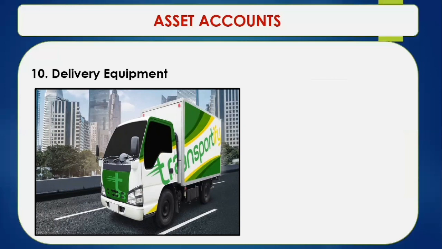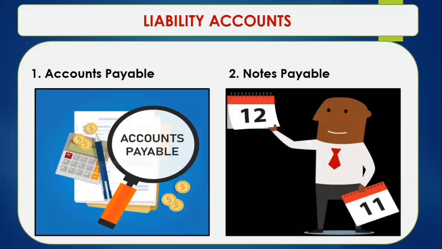And next type of chart of account would be liability account. Under liability account, we have accounts payable and notes payable. When we see accounts payable, it represents the liability account of the company arising from purchase of merchandise that is intended for use. On the other hand, notes payable represents a liability account supported by a promissory note issued by the company.